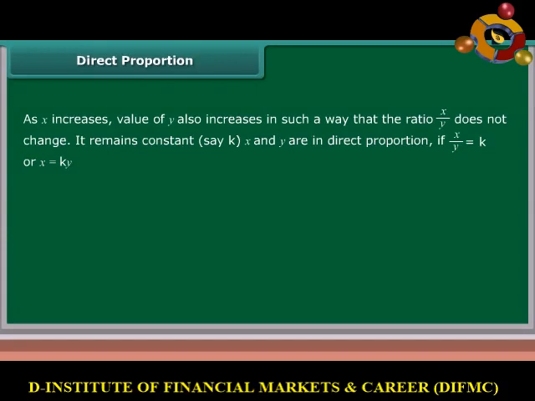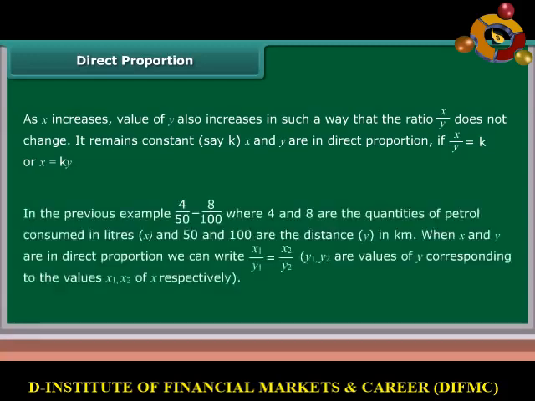Say K. X and Y are in direct proportion if X upon Y is equal to K, or X is equal to KY. In the previous example, 4 upon 50 is equal to 8 upon 100, where 4 and 8 are the quantities of petrol consumed in liters, X, and 50 and 100 are the distance Y in kilometers. When X and Y are in direct proportion, we can write X1 upon Y1 is equal to X2 upon Y2, where Y1, Y2 are values of Y corresponding to the values X1, X2 of X respectively.